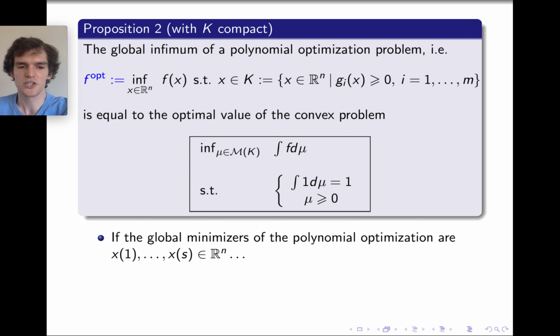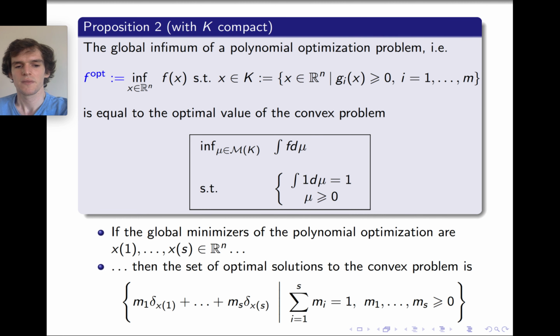Okay, and to get a bit more intuition, if the global minimizers of the polynomial optimization problem are x1 through xs, so you can have multiple global minima, then the set of optimal solutions to the convex problem, this convex reformulation in infinite dimensions, is going to be given by essentially taking all the convex combinations of the Dirac measures at the global minimizers.